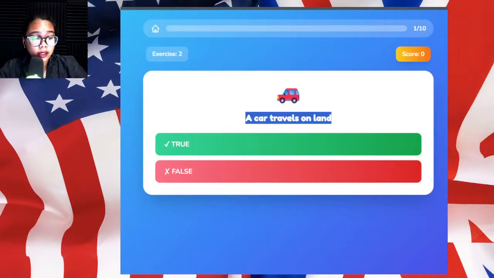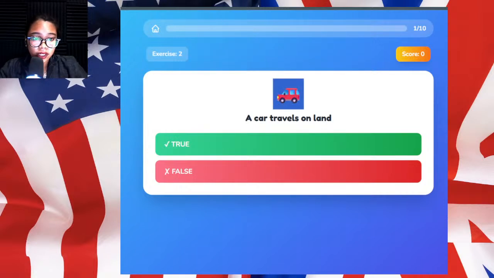Again, a car travels on land. Now, what is a car? Do we remember what a car is? It is like the one in the picture. It is a vehicle with four wheels and an engine that is used to carry a small number of people from one place to another. That is a car. Now, a car, as mentioned here, a car travels on land. Is it true or false?